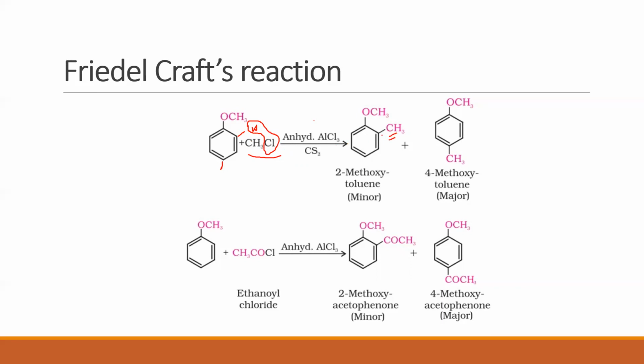This is ortho-methoxytoluene, or 2-methoxytoluene. If the hydrogen at para is replaced, we get 4-methoxytoluene. 4-methoxytoluene is the major product, and this will be the minor product. So this is alkylation. What is the second one?